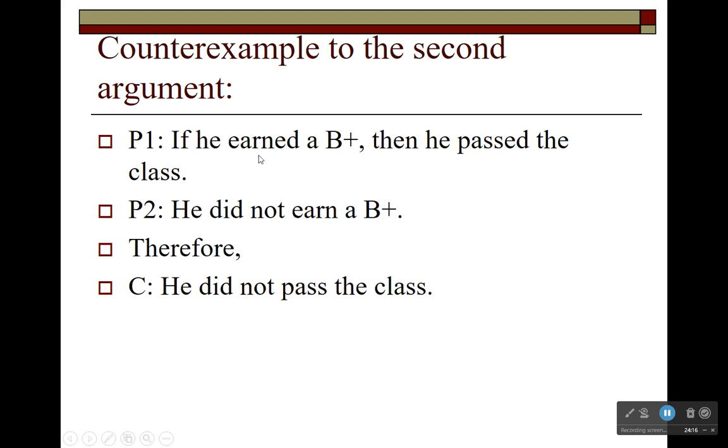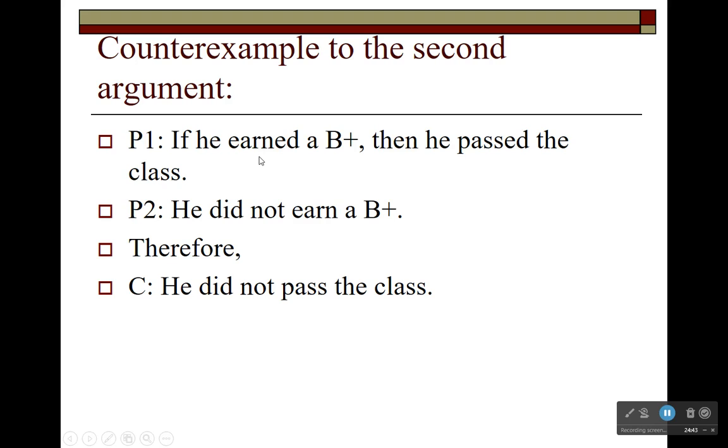Consider this argument. If he earned a B+, then he passed the class. Premise 2, he did not earn a B+. Therefore, conclusion, he did not pass the class. All right. Can you imagine a scenario in which both of these statements were true and yet the conclusion turned out to be false? Yes, it's not that hard to imagine such a case, right?